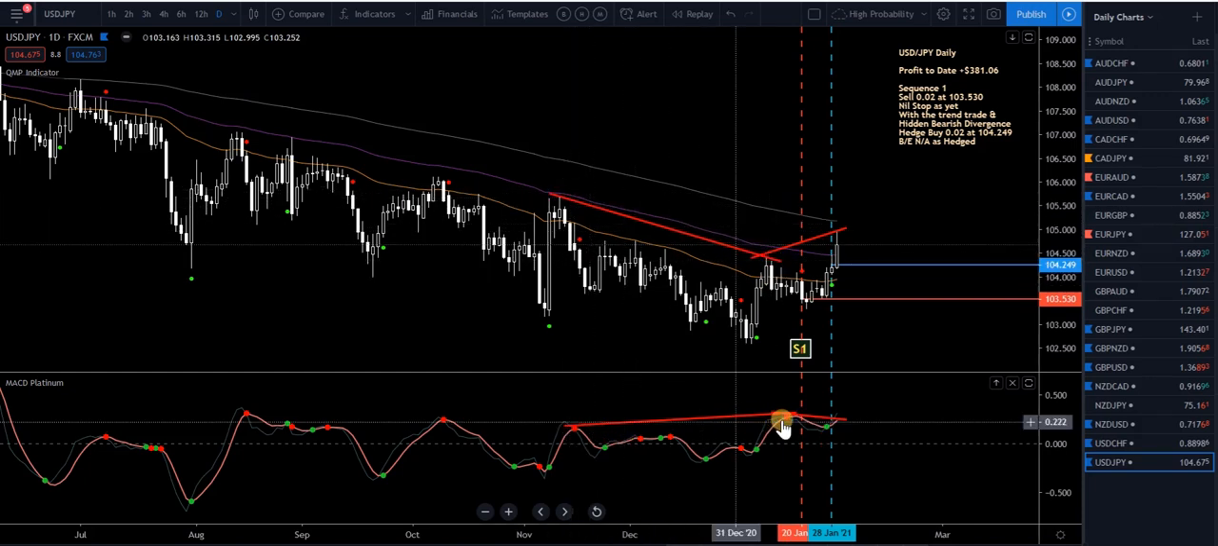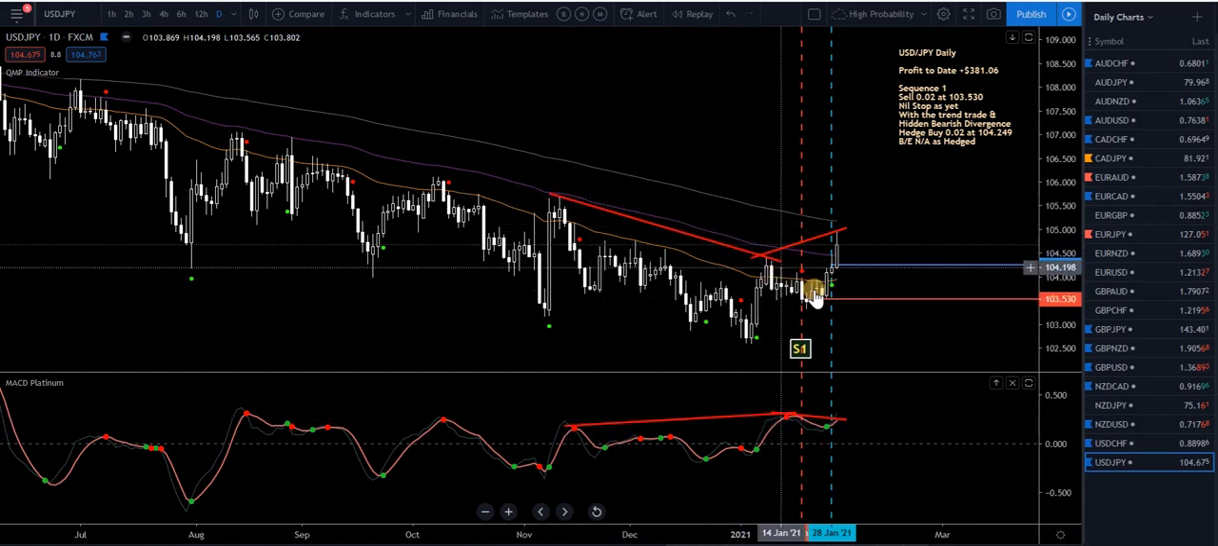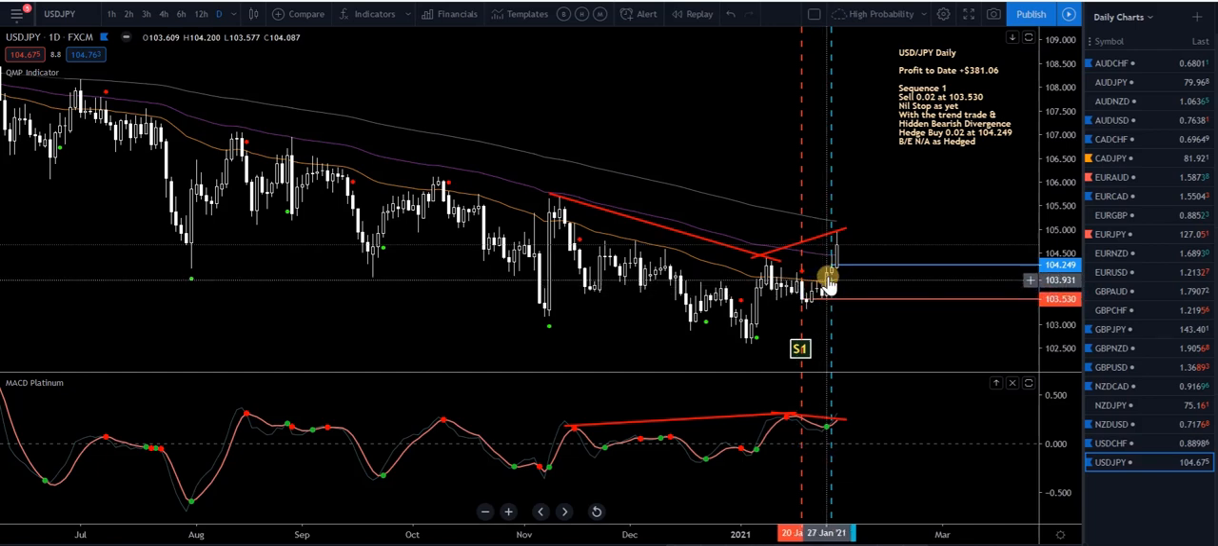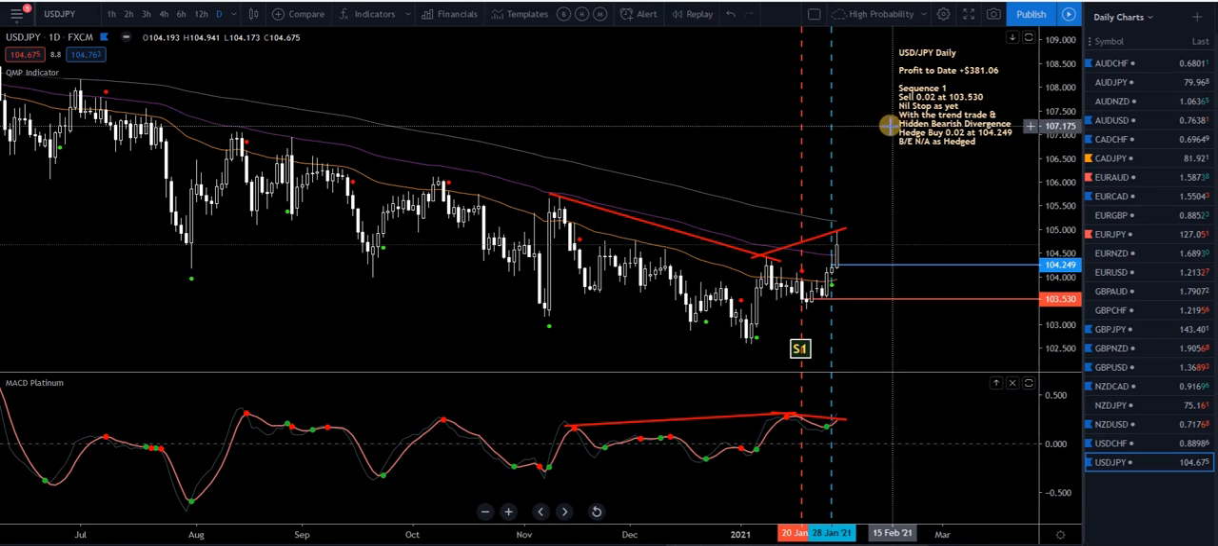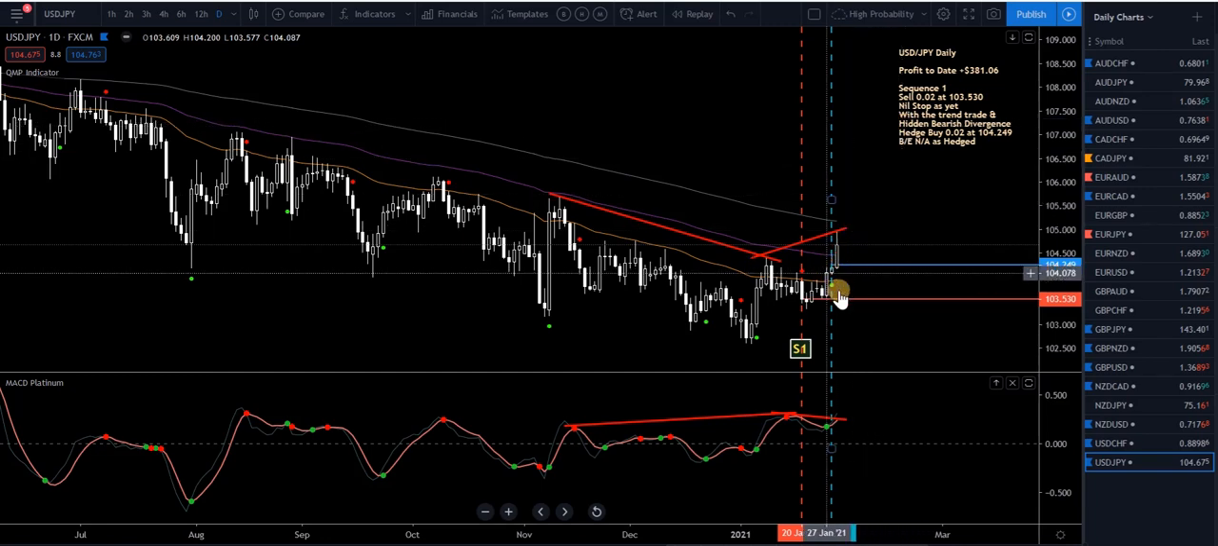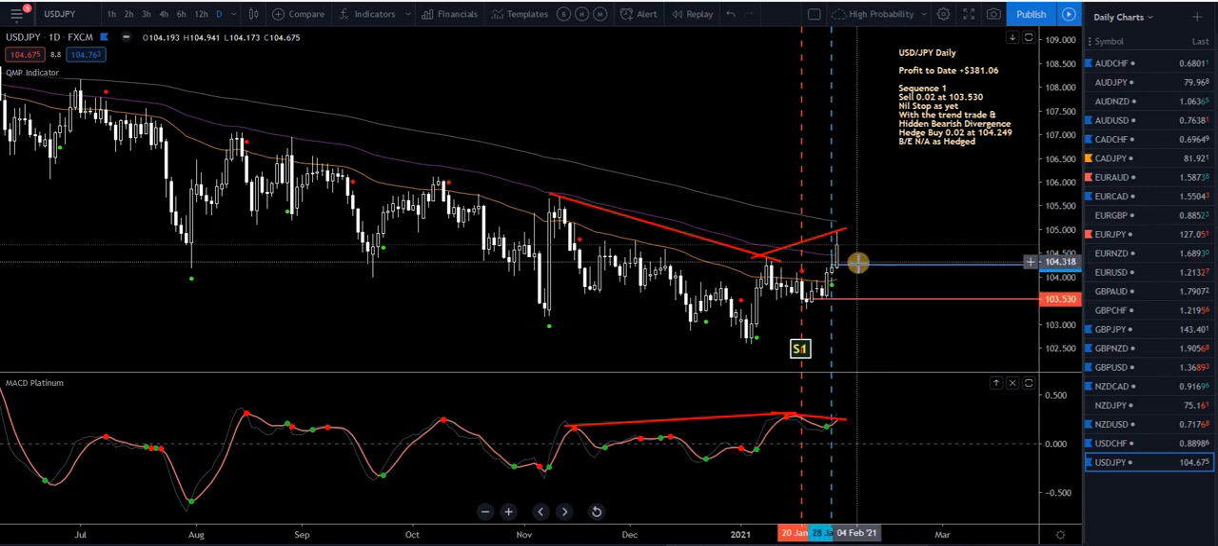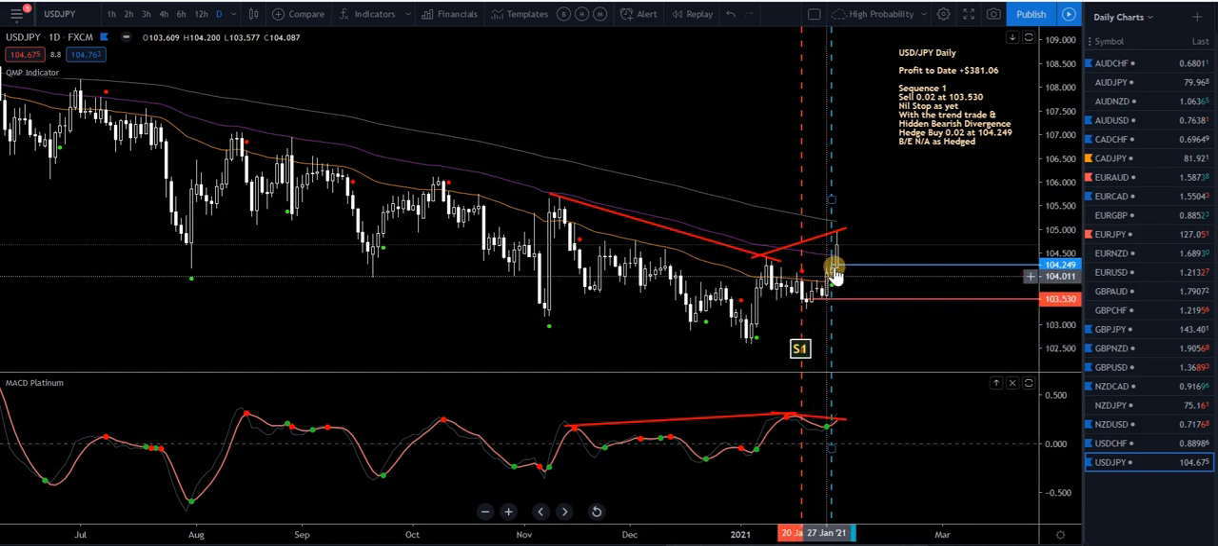So I didn't put no stop in place. It's gone against me pretty well from the get-go. Buy signal here, so I've taken a hedge buy. It's the same size, so I'm locking in a loss between this red line and this blue line. So I can't lose any more money other than on the overnight interest rates, the swap. So there's a sell followed by a buy.